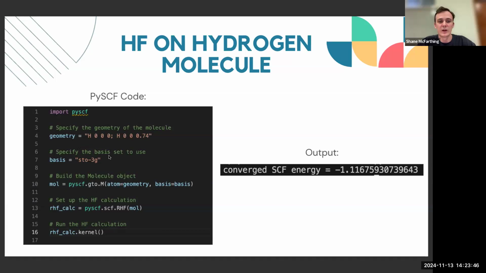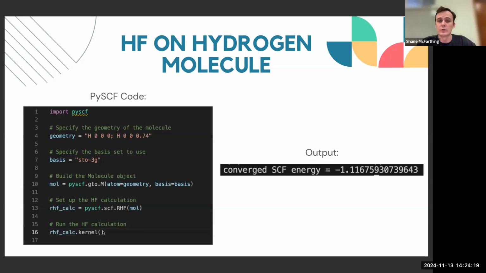Now that we have the description of the system in space, and we have the description of the functions that we're going to use to represent the orbitals, we can create the molecule object from those 2 pieces of information. And then next, we set up the Hartree-Fock calculation. It's very simple. You just provide the molecule object that you just created to the RHF function, and it returns a restricted Hartree-Fock object. And then we just run the calculation.